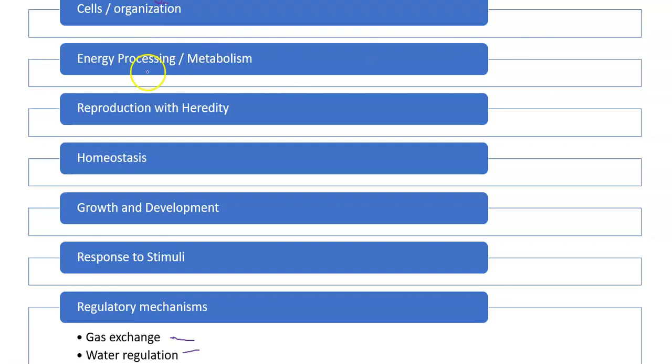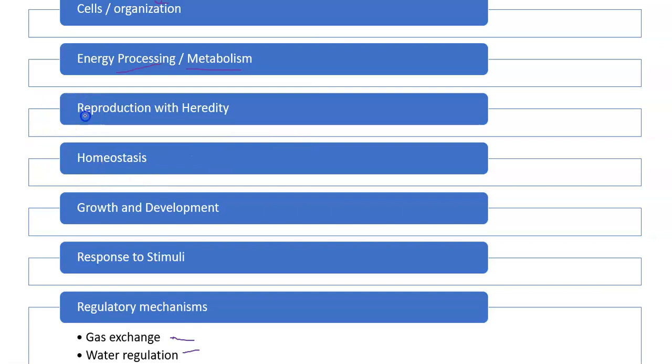Second characteristic of life is energy processing and metabolism, meaning that living things use energy. And because we use energy, we need to have a way to break down that energy. So we talked about that in cellular respiration. And recall that the definition of metabolism is not just about how much you eat and how much weight you gain. It is talking about the sum of all the chemical reactions in your body.